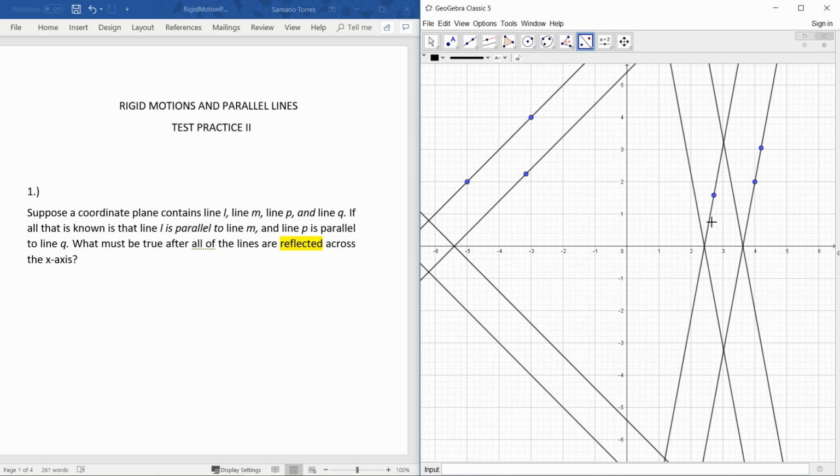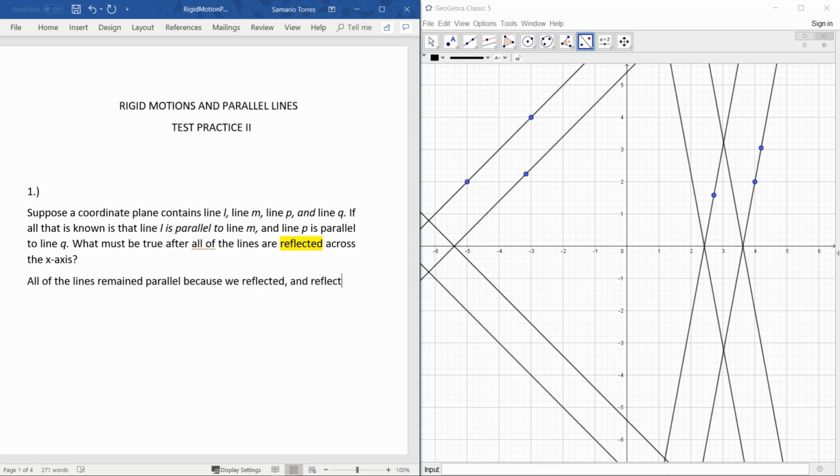Maybe it was a little confusing, but sometimes it's nice to see it in the XY plane. All we did was take this one and this one, reflected over the x-axis, and we got these two. We took this one and this one, reflected over the x-axis and got these two. And as you can see, they're still parallel. So when it says what must be true after all of the lines are reflected across the x-axis, we'll just say all of the lines remained parallel because we reflected.